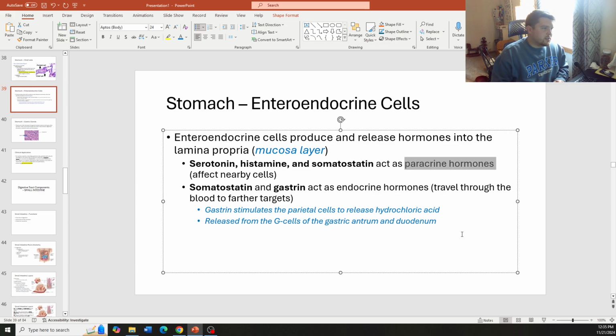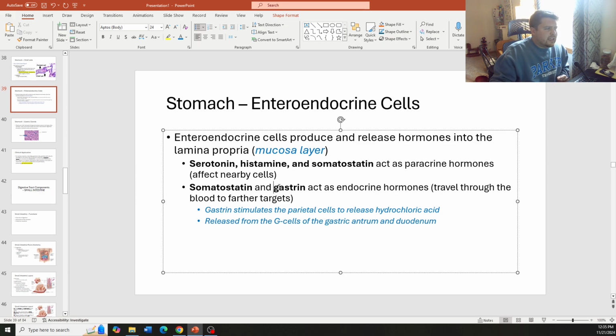Another two hormones, somatostatin as well, and gastrin, can also act as endocrine hormones. So those travel through the blood to farther away targets in order to stimulate other things. You'll talk a lot more about gastrin, somatostatin, all of these in physiology courses.